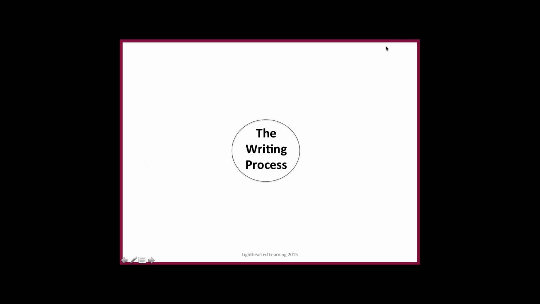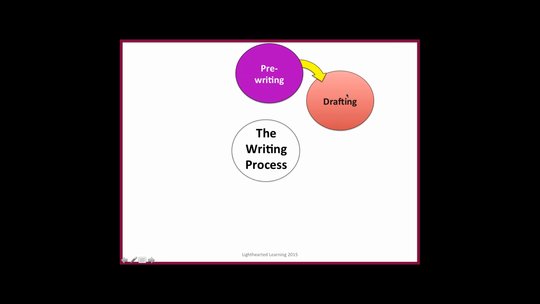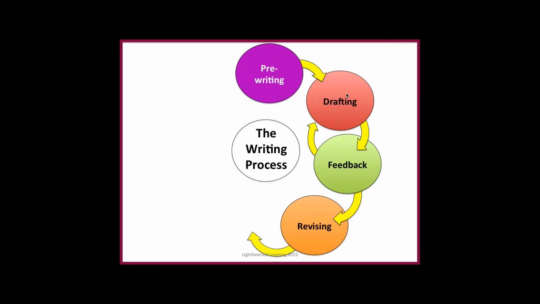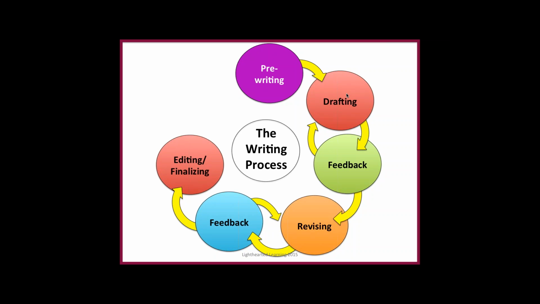The writing process, just to remind you, starts with pre-writing and moves to drafting. The drafting moves to feedback, but the feedback can go back to drafting, or it can go on to revising. Revising goes to more feedback, and then goes back to revising. So you see the cyclical concept here. Additional feedback goes to editing and finalizing, and the last stage is publishing.